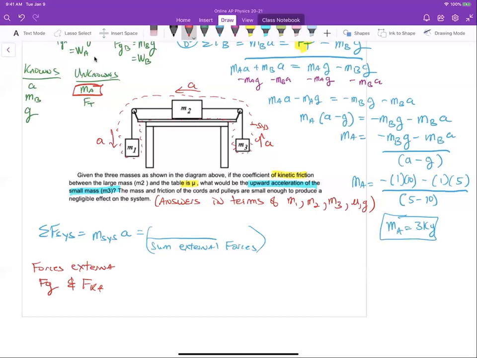And here's why force of kinetic friction is external. That is a force that occurs between the surface of the block M2 and the table. That table isn't accelerating. So there is an external force being imposed on mass 2 that is not a part of the accelerating system. The system is the 3 blocks and the strings between them. So if you do that, you will find the forces external to the system. I think that's really important.